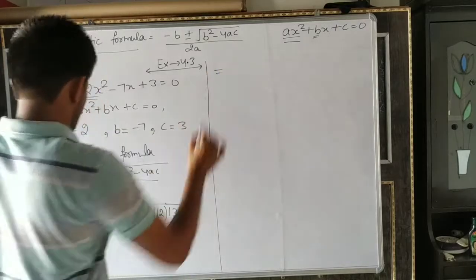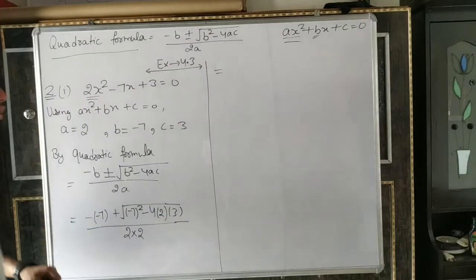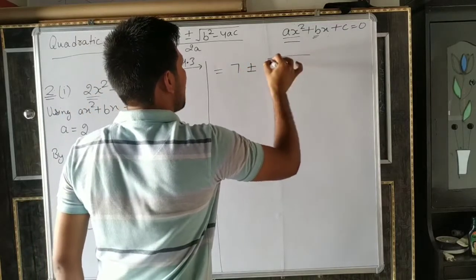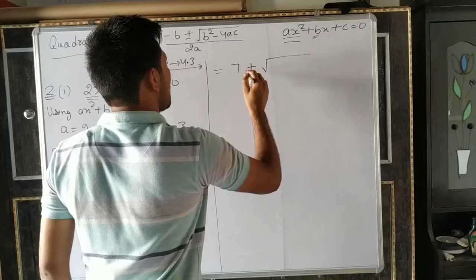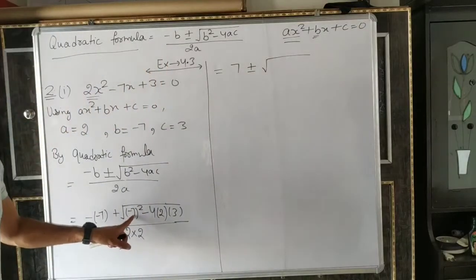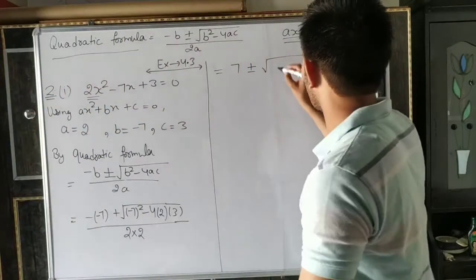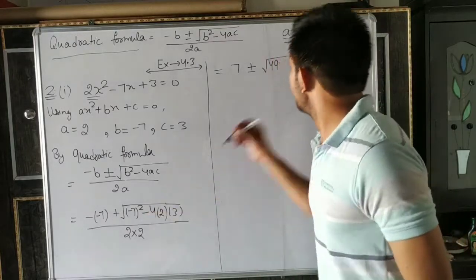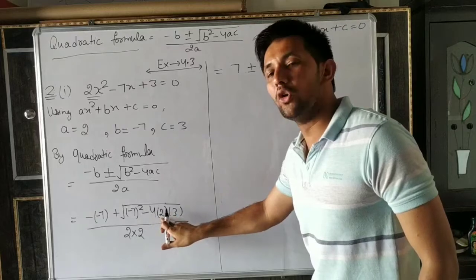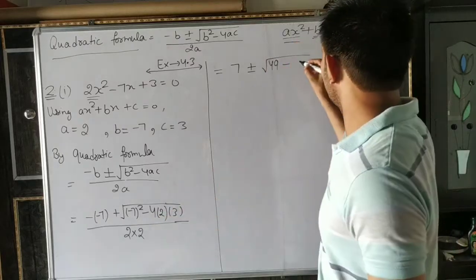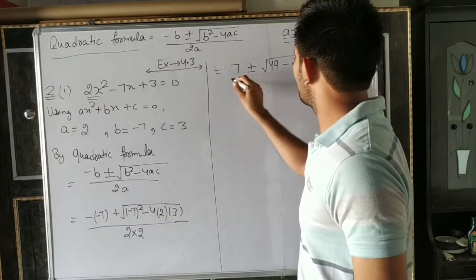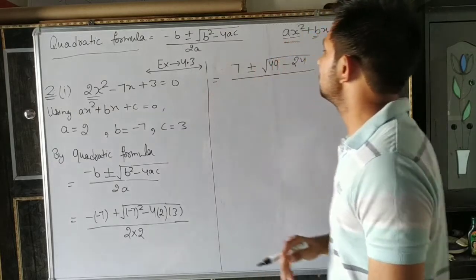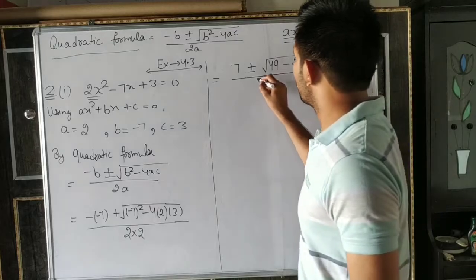Now negative multiply negative, positive 7 plus minus under the root, -7 square is 49. Now negative 4 into 2 is 8. 8 into 3 is 24. Understand, dear? Now you can use this. And 2 into 2 is 4.